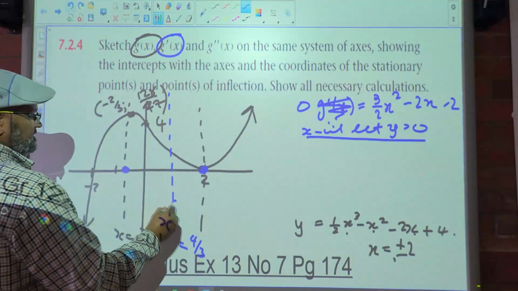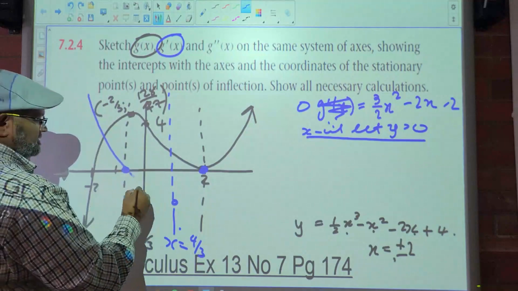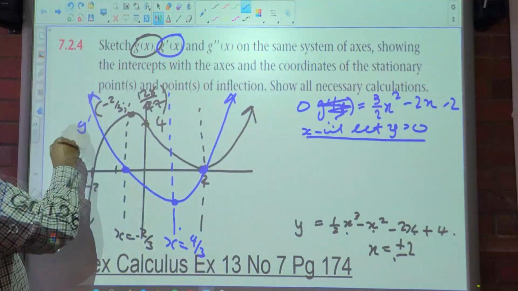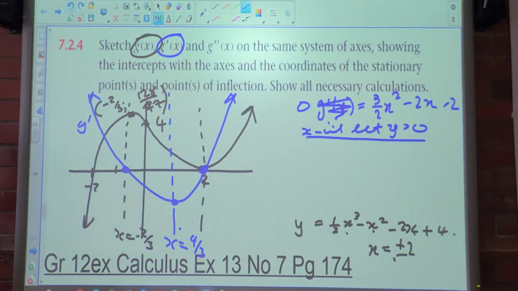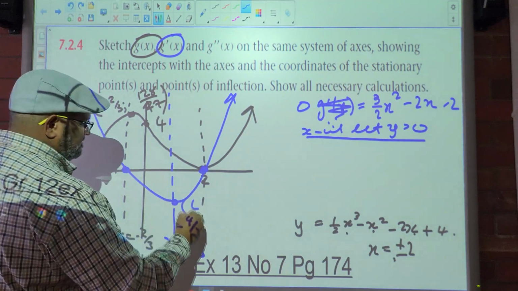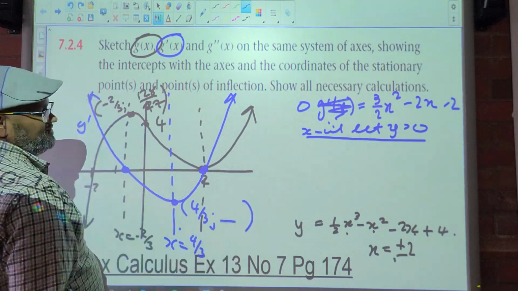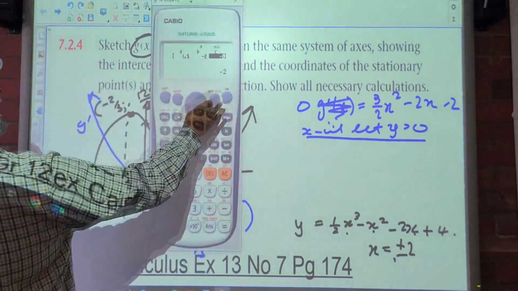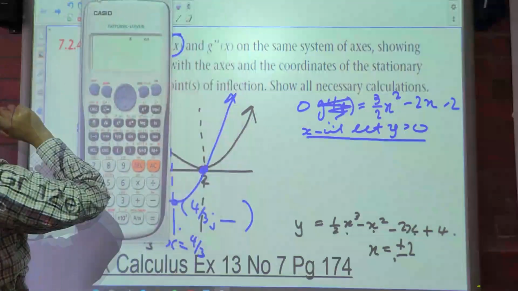The graph is going to turn on here. There. That is your G prime graph. If you need the coordinate of the turning point, it's 4 over 3 and some y value. How do you get the y value? By subbing 4 over 3 into the original parabola.